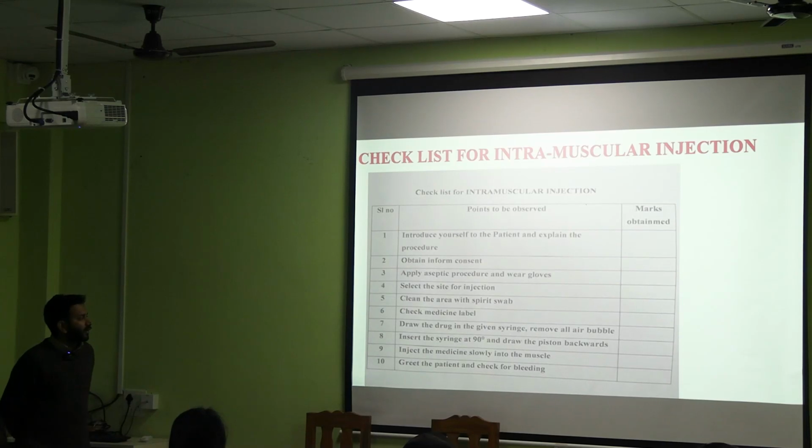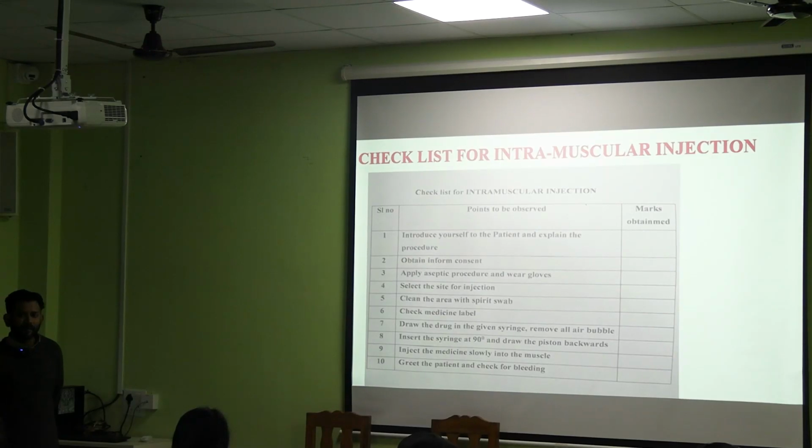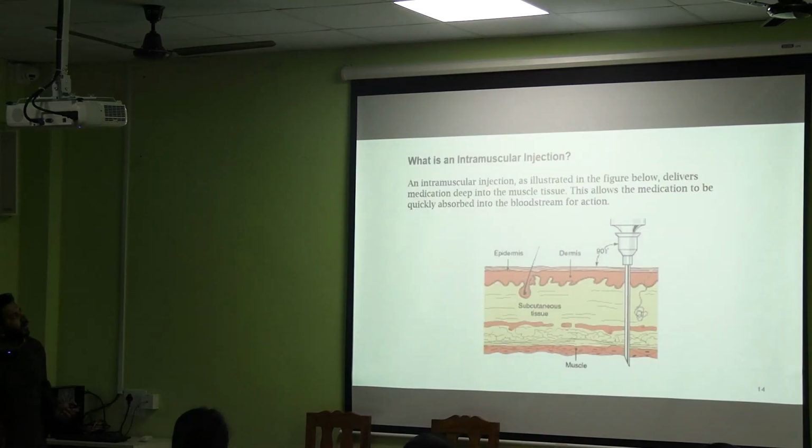When you put the needle in at a 90 degree angle, after that you have to see by aspirating whether blood has come or not. If you see blood, then you immediately pull it out. And the purpose of the intramuscular is to put the needle inside the muscle belly. An intramuscular injection, as you can see in this figure below, delivers medication deep into the muscle tissue. This allows the medication to be quickly absorbed into the bloodstream for action.